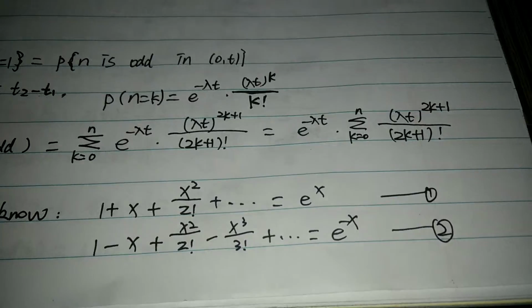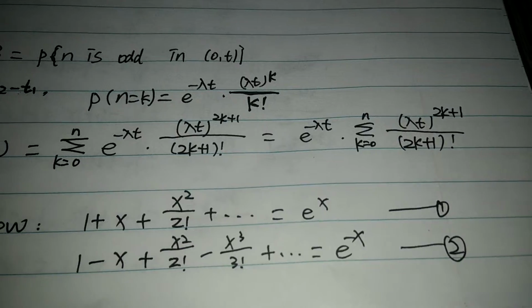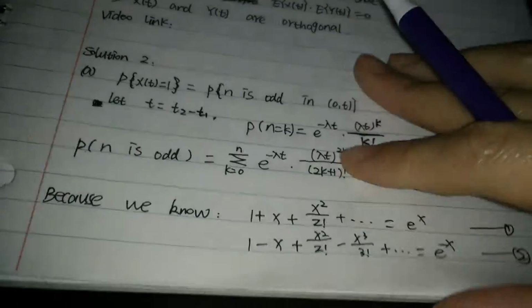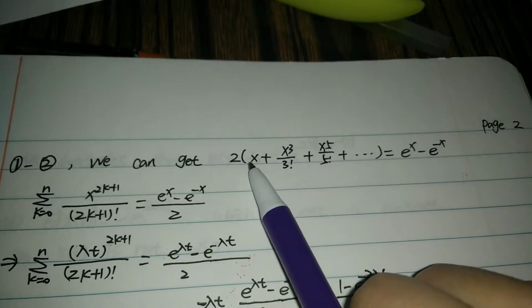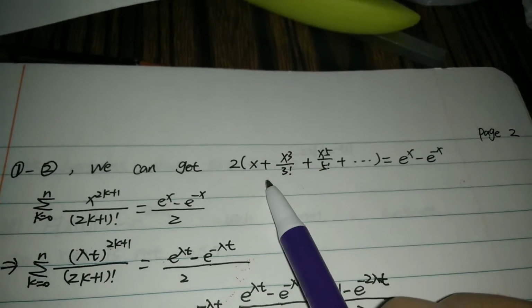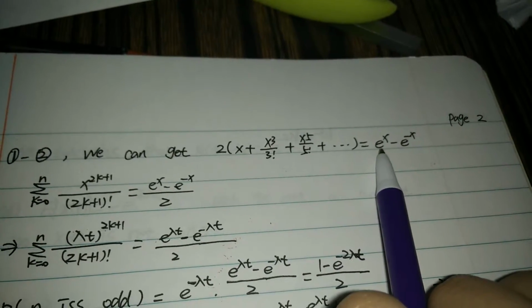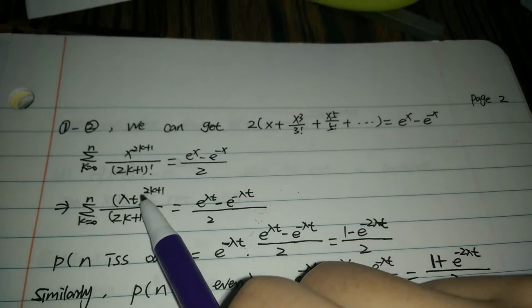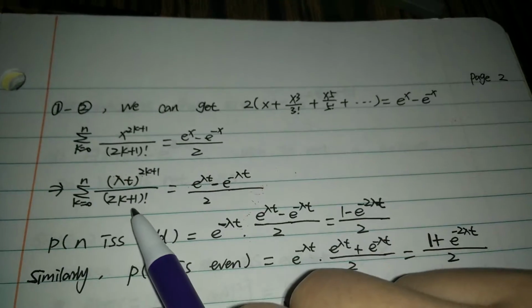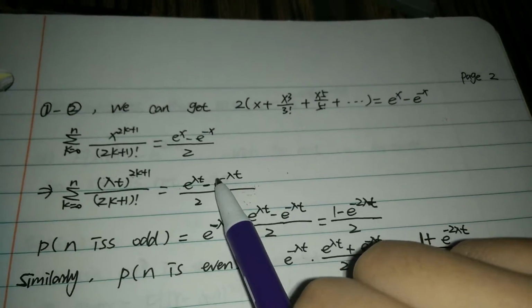Because we know this function, we can set the first equation as 1 and the second equation as 2. So we can easily get that if we take 1 minus 2, we get 2 times x plus x to power 3 over 3 factorial and so on, which equals e to power x minus e to power minus x. So we can easily get the sum of lambda t to power 2k plus 1 over 2k plus 1 factorial equals e to power lambda t minus e to power minus lambda t over 2.